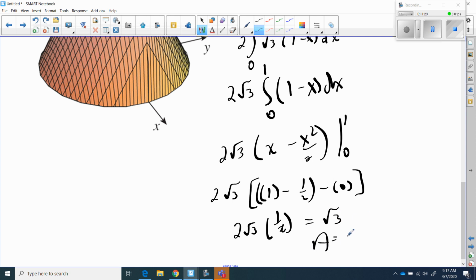So the area of this 3D object is, sorry, not the area, the volume of this 3D object, not area, that would be volume. The volume would be root 3 cubic units.